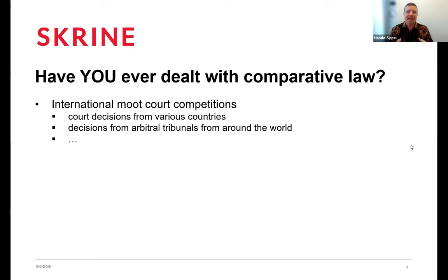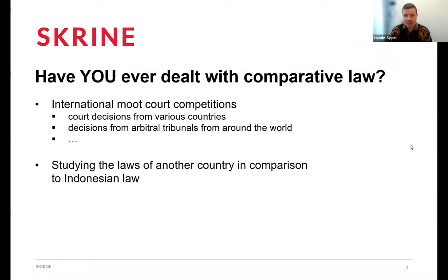My point is that as much as this may seem like a very abstract topic, something that only scholars engage in, or maybe international lawyers, it's something that you may have already been dealing with. And if you participate in a moot court competition in the future, maybe something that you will be dealing with going forward. You may have also been studying the laws of another country in comparison to Indonesian law. So this is another field where you may have been doing comparative law.